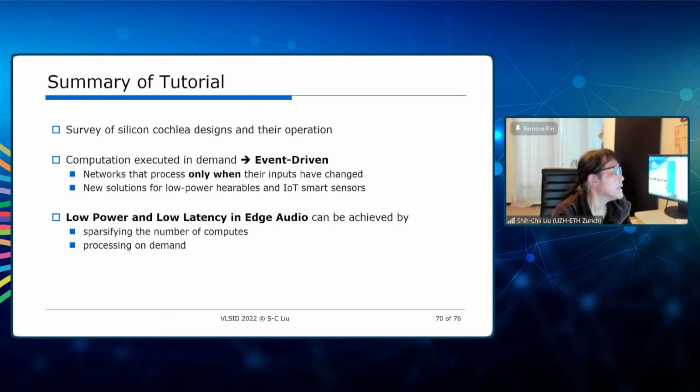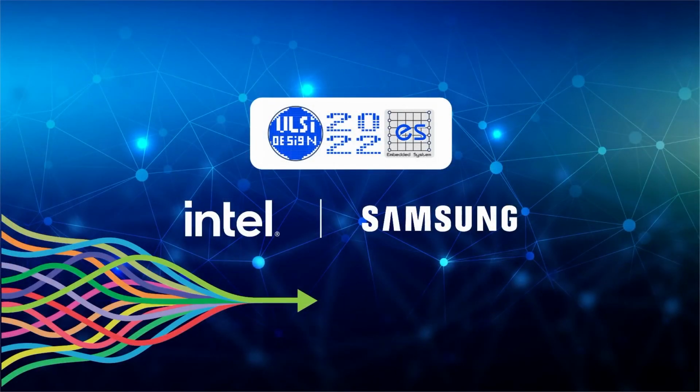And the next one, is there any commercial available silicon cochlea? No, there isn't.